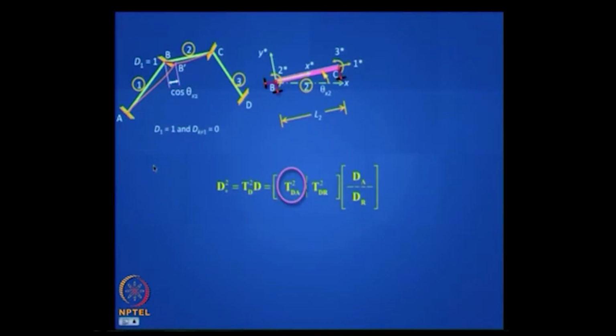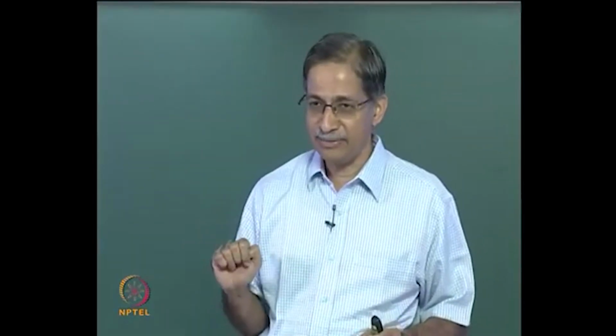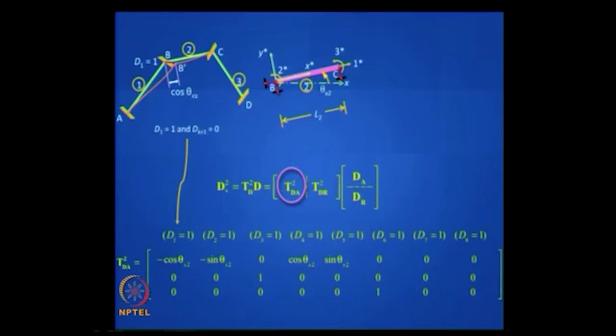You remember there are how many degrees of freedom here in this problem? There were 8 active degrees of freedom and 4 restrained degrees of freedom, right? So the matrix will look like this. Okay, I am just pulling out the T2DA matrix here with the circle.